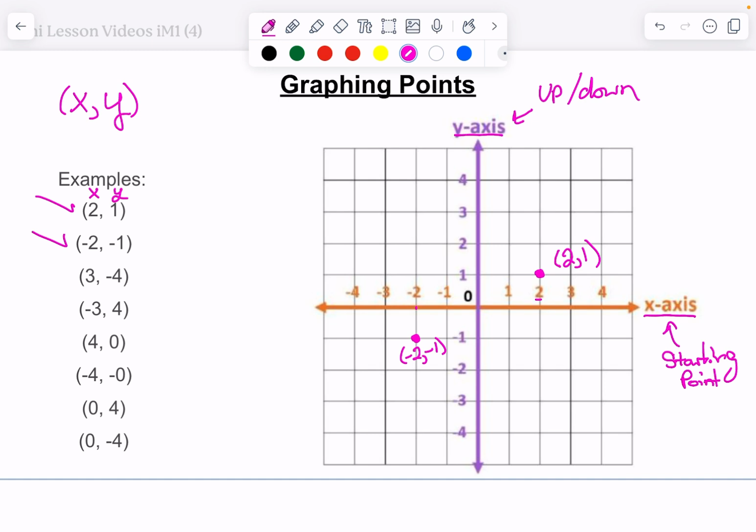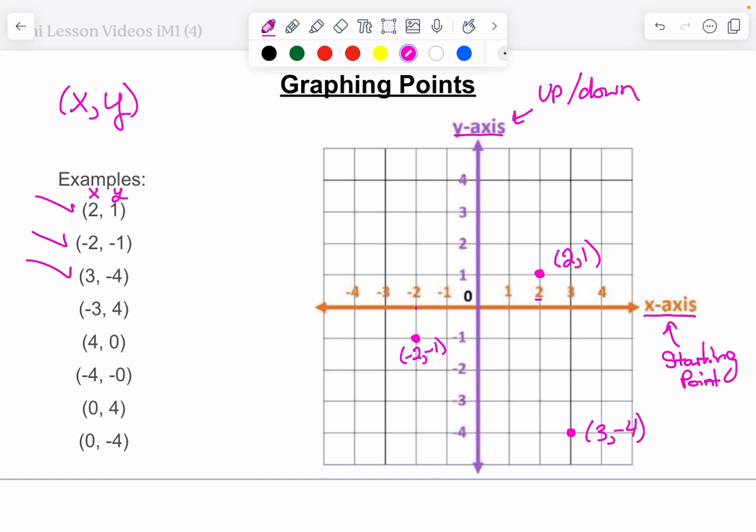The next point is positive 3 for x, negative 4 for y. So once again, find positive 3 on the x-axis on the orange line, and the y is negative 4, so I'm going to go down 4. And we end up right here. So this is going to be 3, negative 4.